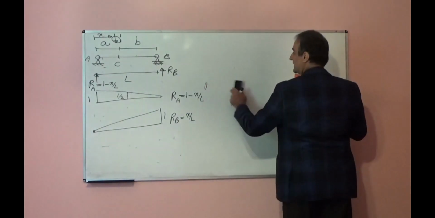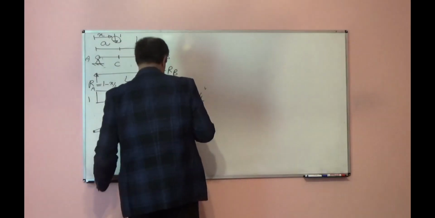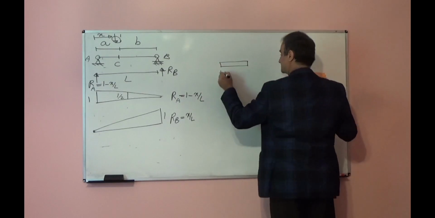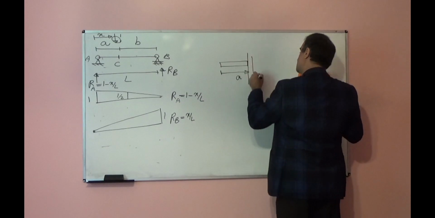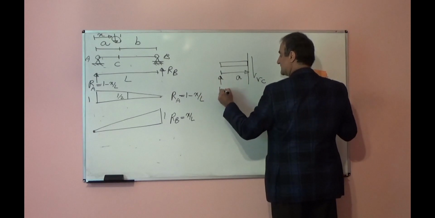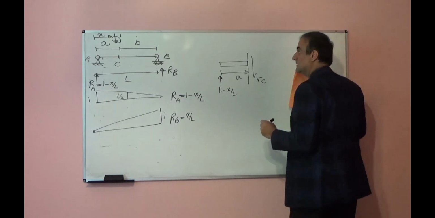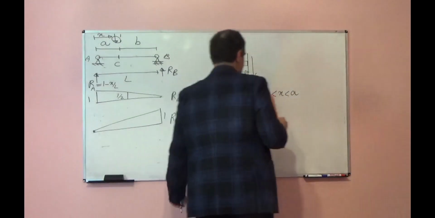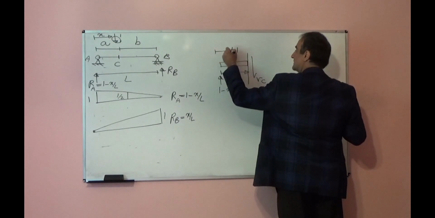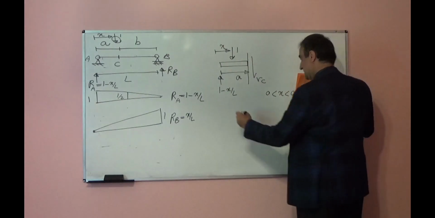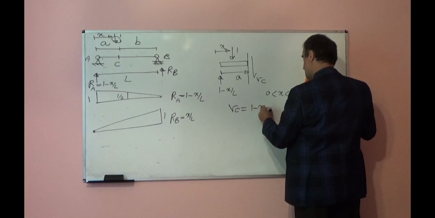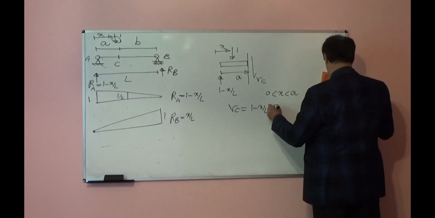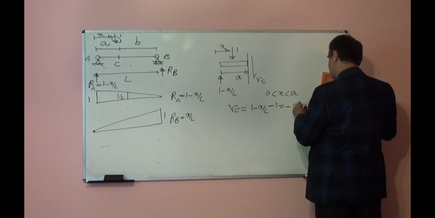Now let's look at the influence line for shear at point C. If I draw the free body diagram, this is A, VC, and this is RA, which is 1 minus x over L. Now, x varies from 0 to a, so x varies from 0 to a means the unit load is here. What is the VC function? VC will be equal to 1 minus x over L; summation of forces in the vertical direction is equal to 0. VC is equal to 1 minus x over L minus 1. That will be equal to negative x over L.